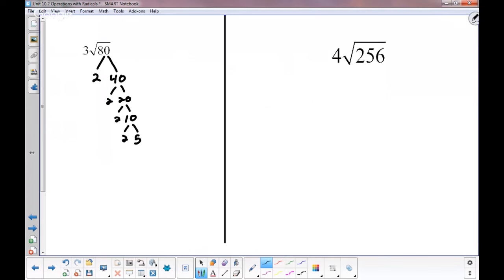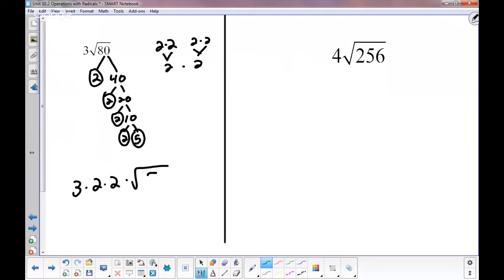And so we have 2, 2, 2, 2, and 5. We have four 2s, which means we have two pairs. 2 times 2 gives us one 2 out, and another 2 gives us another 2 out, so we get 2 times 2, which is 4. So we end up with 3 times 2 times 2 times the square root of 5, which stays underneath because there's no pair to pull it out. 3 times 2 times 2 gives us 12, and we get 12 square root of 5. And that's how we showed you from the last video.